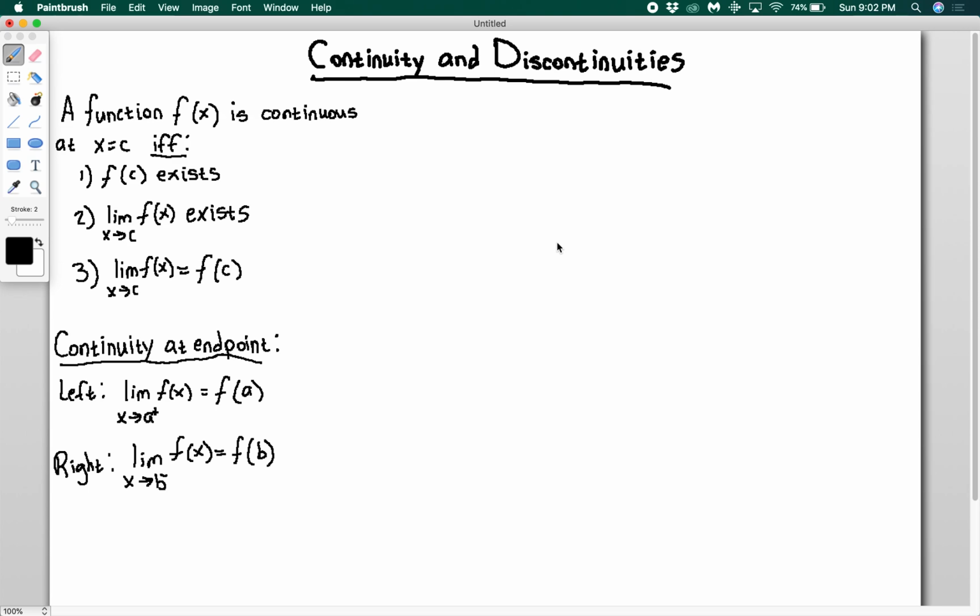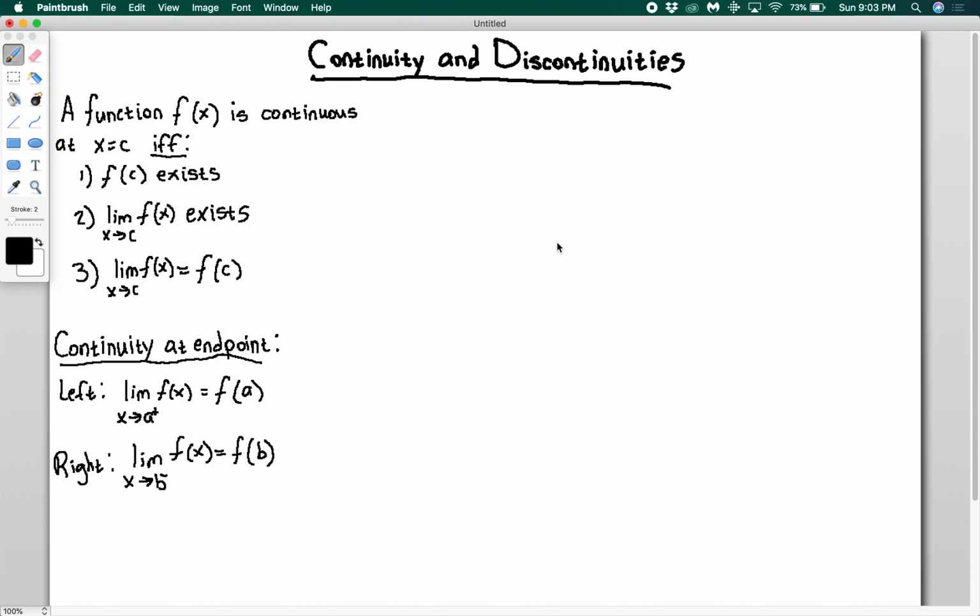Talking about how to tell whether a function is continuous and how to identify different types of discontinuities as well. So a function f is continuous at a certain point x equals c if and only if the following conditions are true. Again, if and only if means if the first statement is true or false, the second statement must also be true if the first one is true and false if the first one is false. In the other direction, it works as well, where if the second statement is true, the first one must be true, and if the second statement is false, the first must also be false.